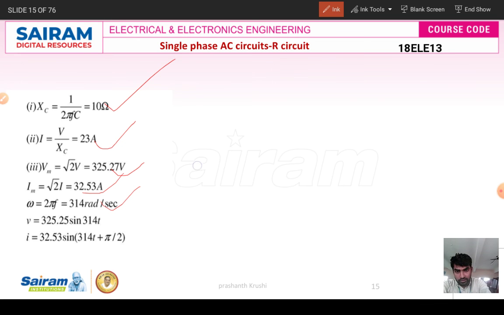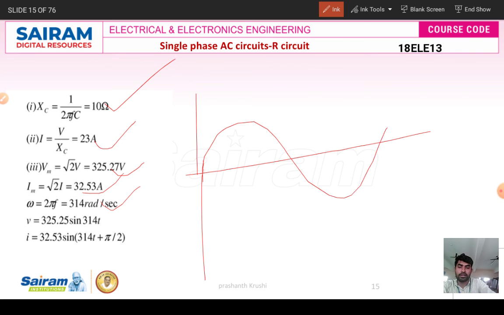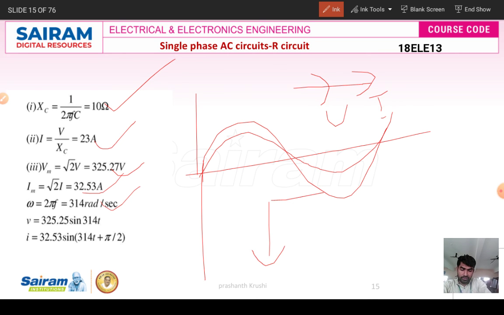This is one diagram. Here voltage and current are in phase. In this vector diagram, phasor diagram, these are in the same phase. That is for resistance. If voltage and current are in phase, it is for resistance. If it is here current, here voltage, it is for inductance: current lags voltage by an angle of 90 degrees. And if it is here current, here voltage, that is for capacitance: current leads voltage by an angle of 90 degrees.